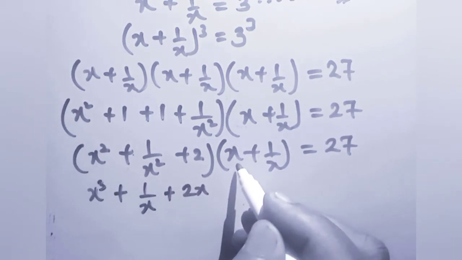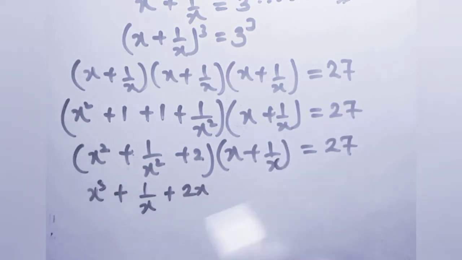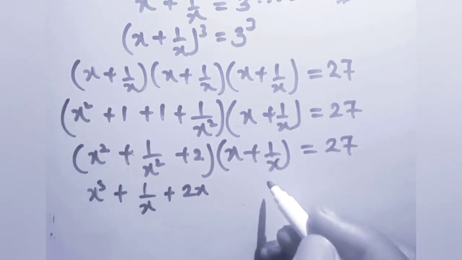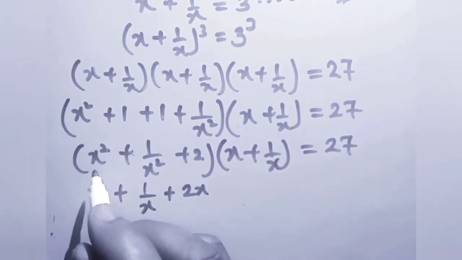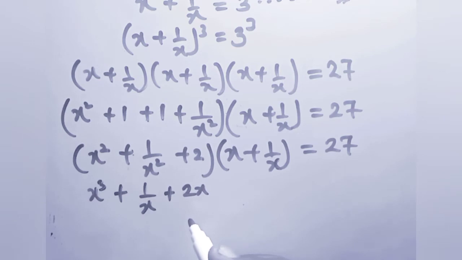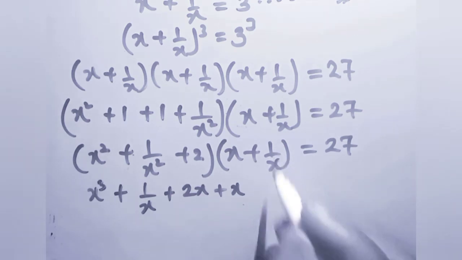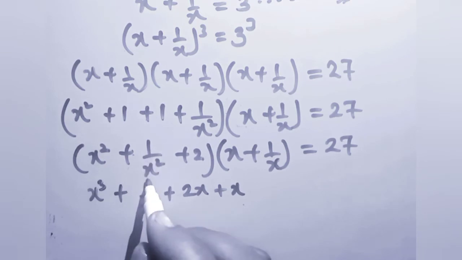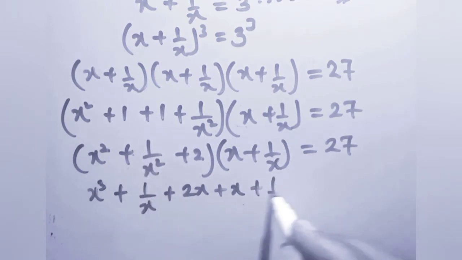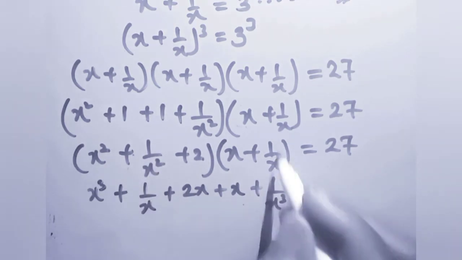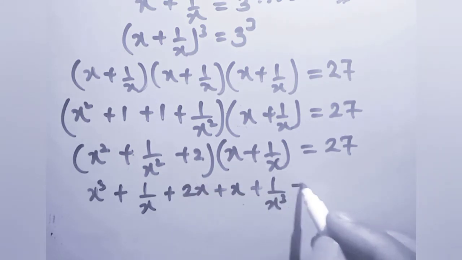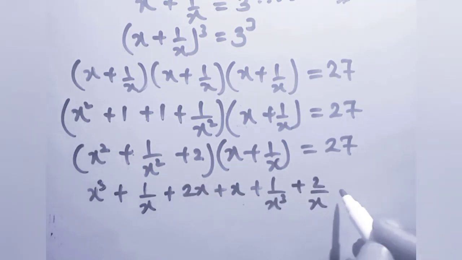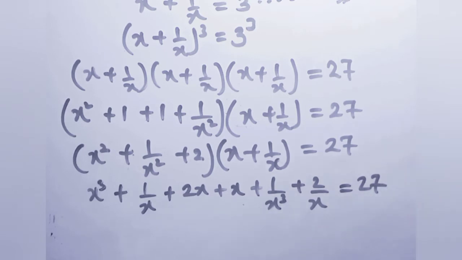Now I'm done using this to multiply this, and I'm going to use 1 over x now. 1 over x multiply with x squared will give me what? Will give me x. Okay? And 1 over x multiply with 1 over x squared will give me 1 over x cubed. Then 1 over x multiply with 2 will give me 2 over x, and everything equals to 27.